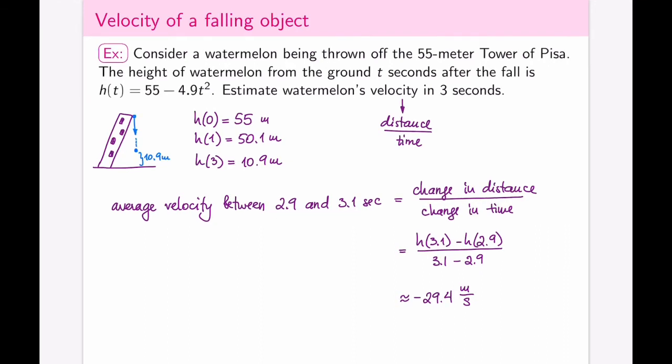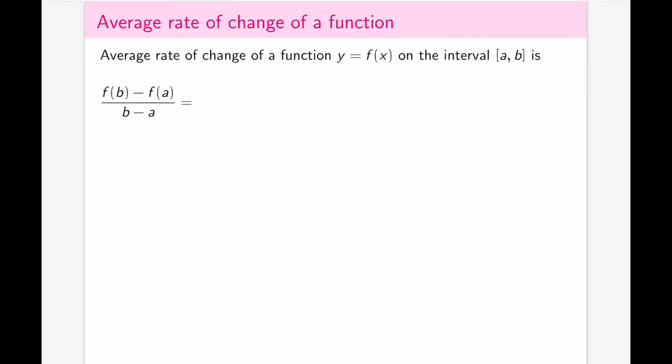Now, an important thing to notice here is in order to compute the average velocity, we actually utilized the distance function. So the average velocity really is how fast the distance of the falling ball is actually changing. Velocity is really the rate of change of the distance, in this case, the height. Now, we're going to take this idea of the change in one variable divided by the change in the other variable and generalize it to average rate of change of a function.